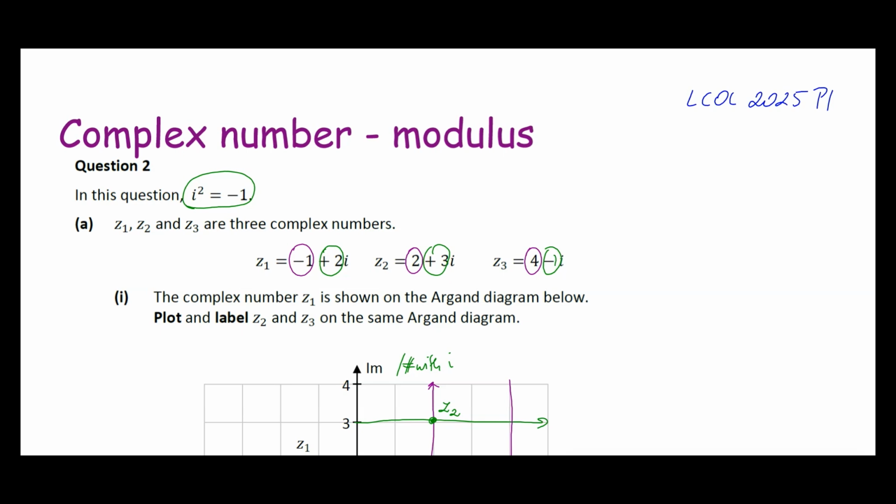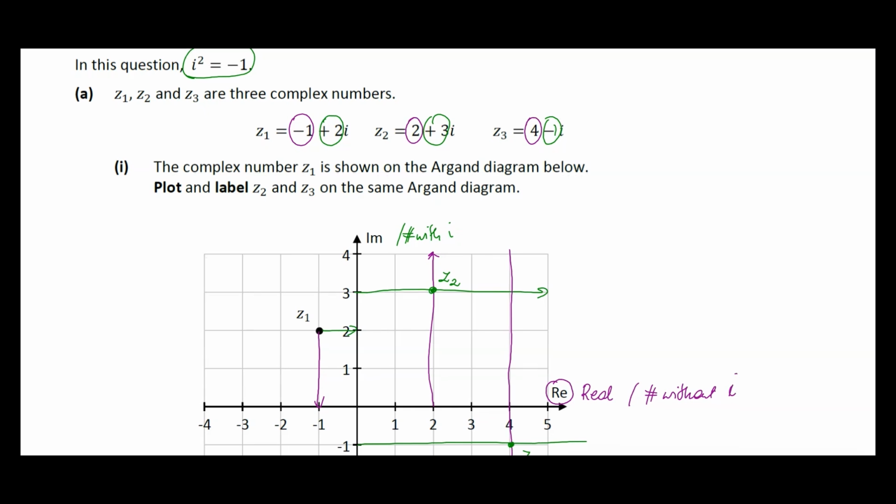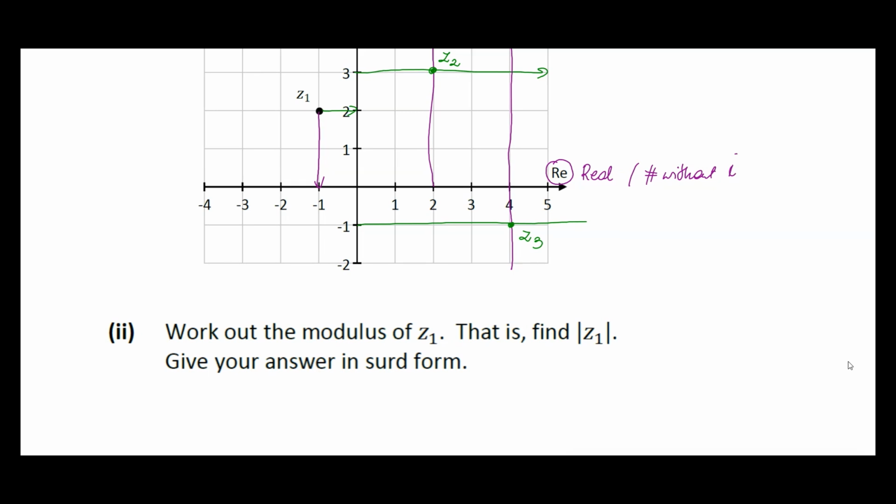Now let's have a look at the next part of that question. In the first video, we were doing plot and label, and now we are looking at the second part of that question, which has to do with modulus. In this question, we are given numbers Z1, Z2, and Z3, and we plot them. And now let's have a look at the second part.